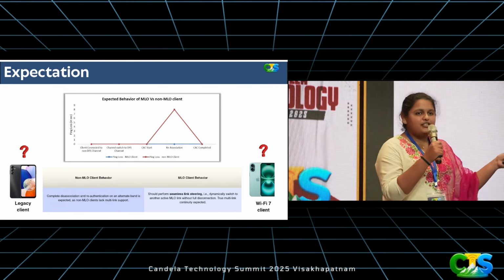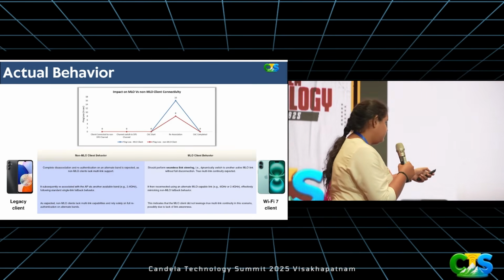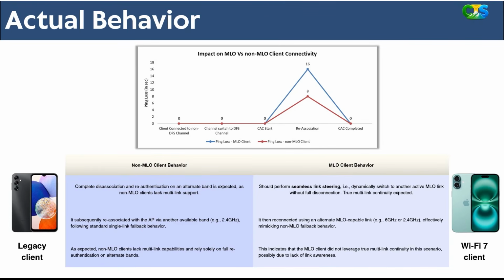Let's see what actually happened. As you can see, the red line indicates the non-MLD station. On the onset of CAC, as we had expected, it got disconnected, experiencing some ping loss, and again got reconnected back on the 2.4 gigahertz band. However, when we look at the MLO results, the MLD station also got disconnected, and has experienced a ping loss even more than the non-MLD station.